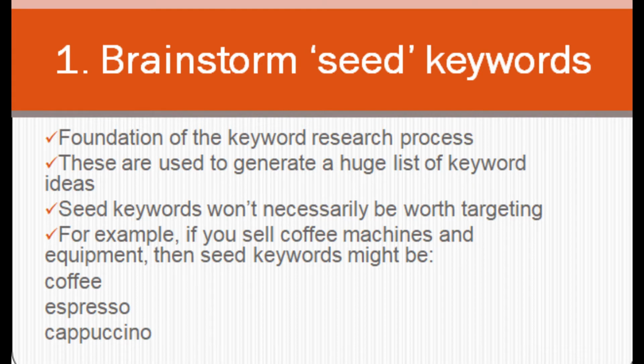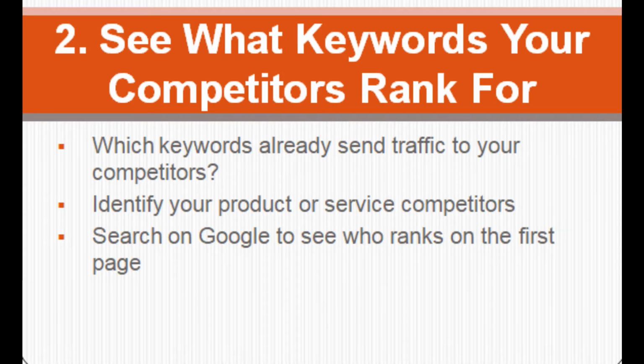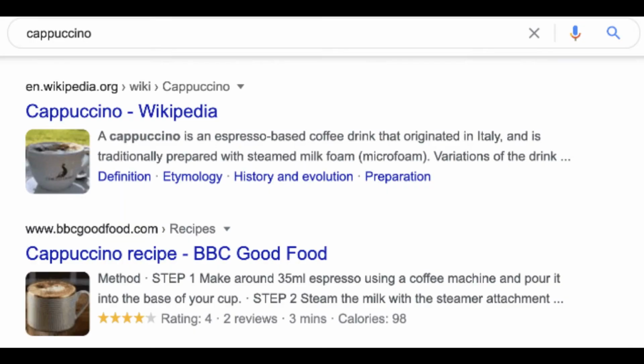On the second stage, see what keywords your competitors rank for. Looking at which keywords already send traffic to your competitors is usually the best way to start keyword research. But first, you need to identify those competitors. That's where your brainstormed list of keywords comes in handy. Just search Google for one of your seed keywords and see who ranks on the front page.